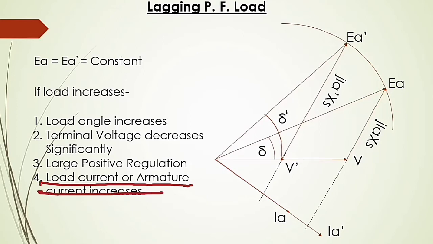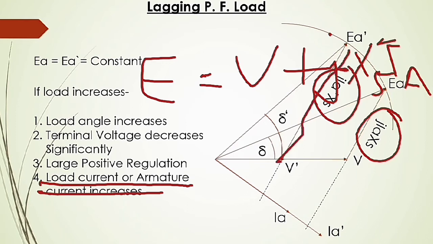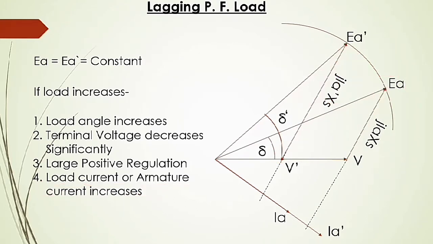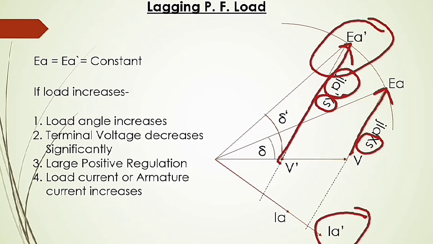Lastly, we talk about the load current, or armature current, which increases. First of all, we know the equation of the generator: E equals V plus jXs Ia. Here you see the value of jIaXs; this value is smaller and this value is larger. The synchronous reactance is constant for both cases, so the change is in the armature current or load current. So the new load current Ia dash is more when we increase the load.